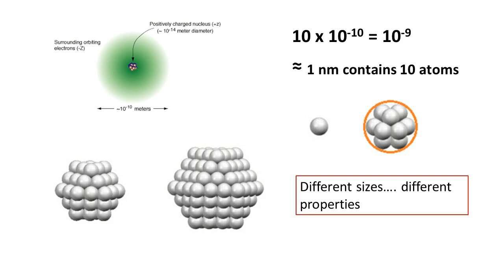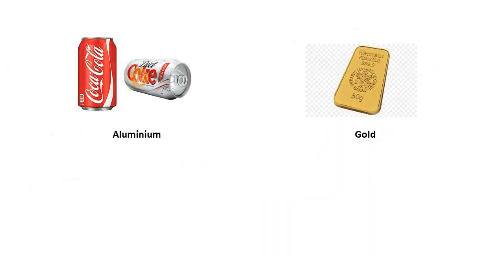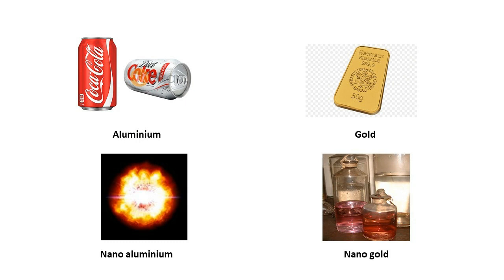So because of this confinement in a smaller volume, the properties of nanomaterial differs from its bulk material. Now we can take two examples in bulk. One is aluminium and another one is gold. When we convert this into nano form, that is nano aluminum and nano gold, we see the difference. Nano aluminum becomes an explosive, whereas nano gold has totally different property, especially its color.